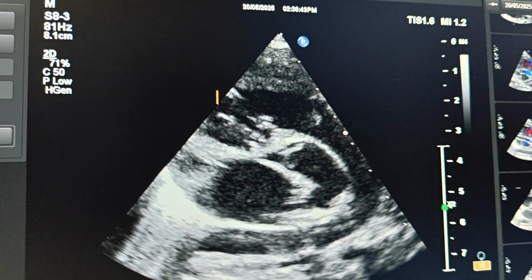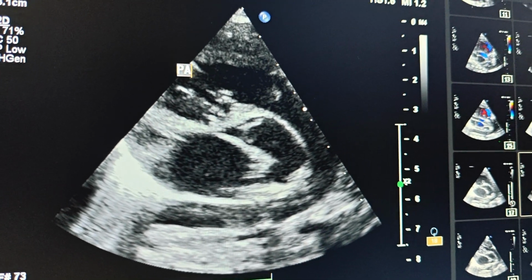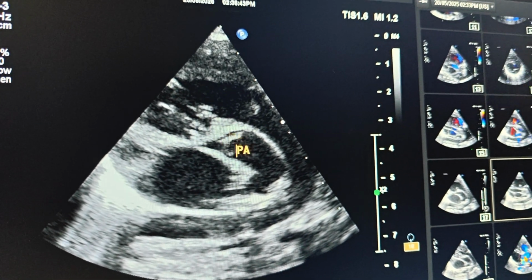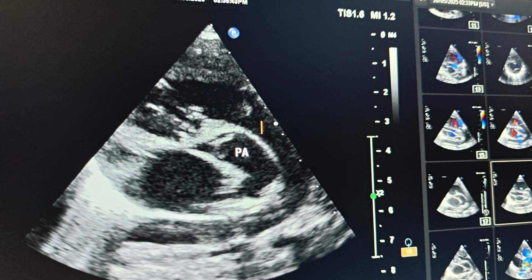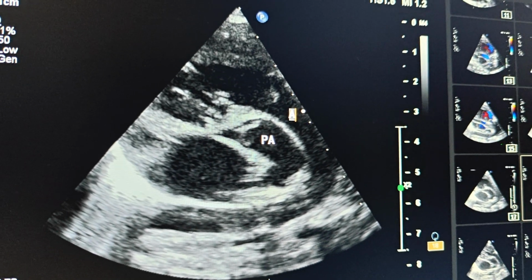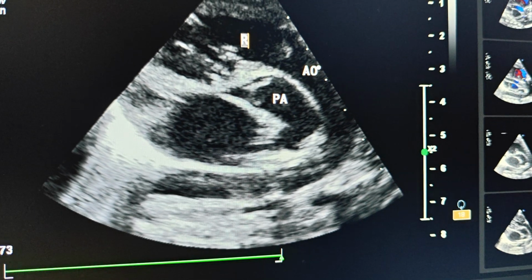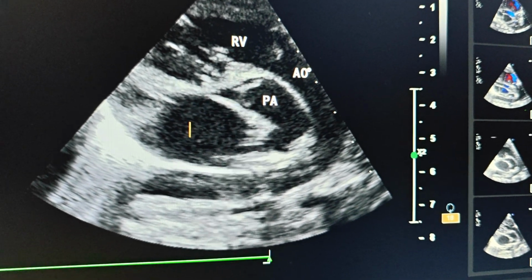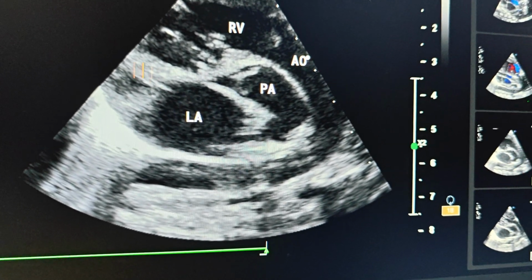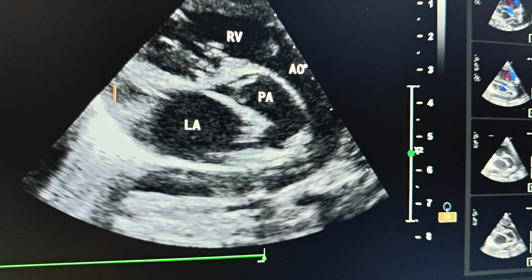So this is the pulmonary artery, PA for pulmonary artery. This is the pulmonary artery, this is the aorta. This is the right ventricle. This is the left atrium, and this portion is the left ventricle.